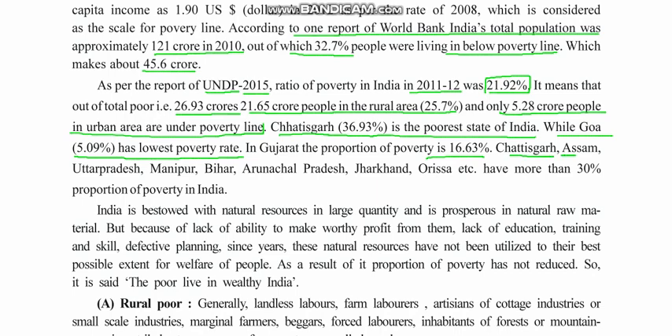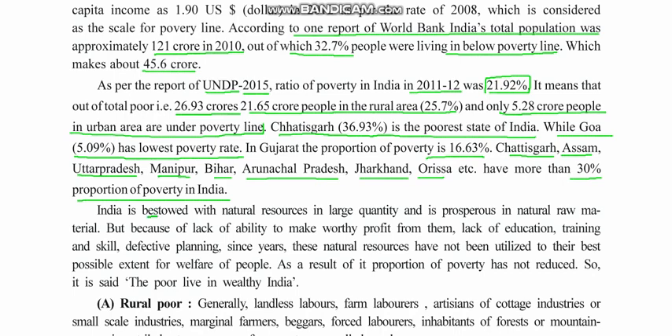Chandigarh, Assam, Uttar Pradesh, Manipur, Bihar, Arunachal Pradesh, Jharkhand, Orissa, etc. have more than 30% proportion of poverty line. So all these states have about 30% of their population living in poverty. That is a great concern for the state governments also, how to improve the living standard of all these people.